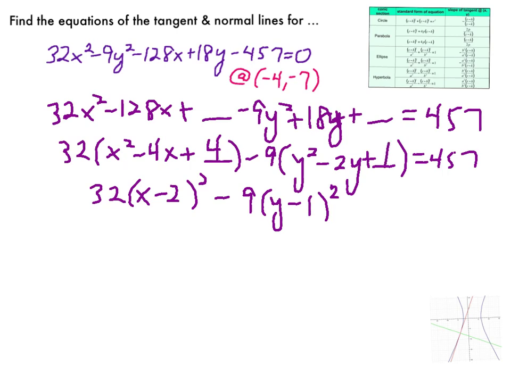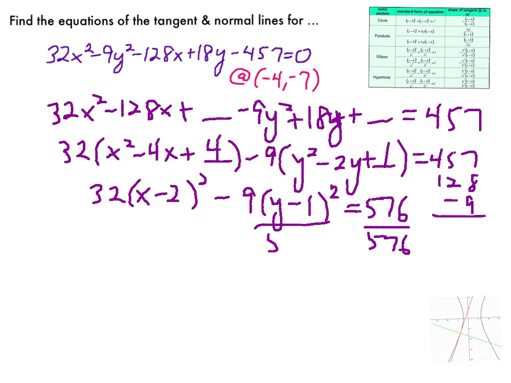Now, we didn't just add 4 and 1. Remember, there's a 32 out here we distribute. We really added 32 times 4 and negative 9 times 1. 32 times 4 is 128, and negative 9 times 1 is negative 9. After you add up those three values, you get 576. Now, if you notice, all the standard forms are set equal to 1. So how do we make 576 1? We divide by itself. Whatever you do to one thing, do to all.